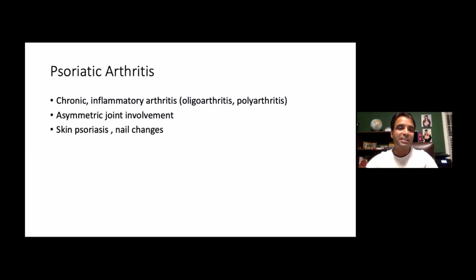Most of the patients, many of them will have psoriasis. Some people, around 25%, start with psoriatic arthritis and later on develop skin rashes. That is also seen, but many of the patients usually have psoriasis. It's very important to do a good skin examination if you think somebody has psoriatic arthritis. Many of the patients will have some nail changes that include pitting and onycholysis, that could indicate underlying psoriatic arthritis.